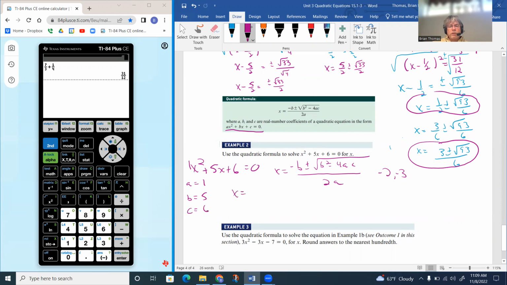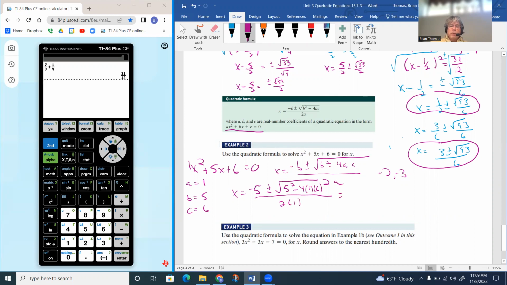So using the formula, we have x equals, then we have to take the opposite of 5. So it's going to be -5 plus or minus the square root of 5 squared minus 4 times a, which is 1, times c, which is 6. This is going to be over 2 times a, which is 2 times 1.